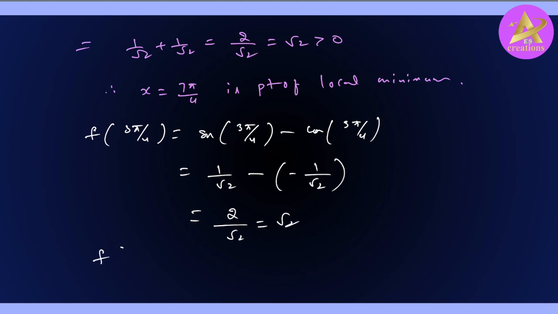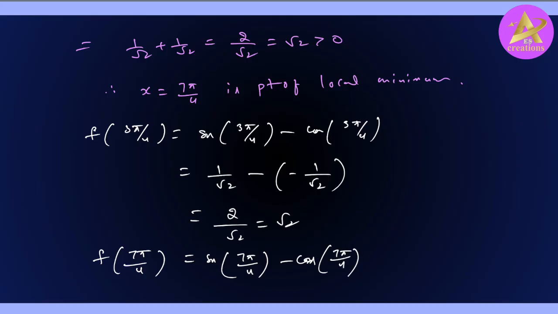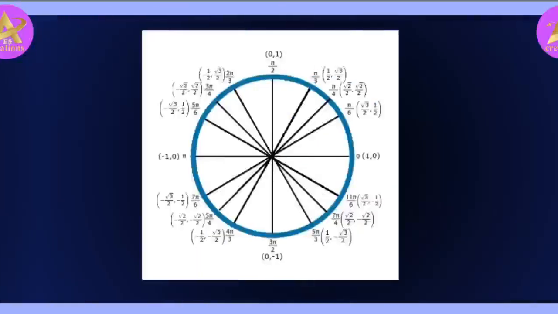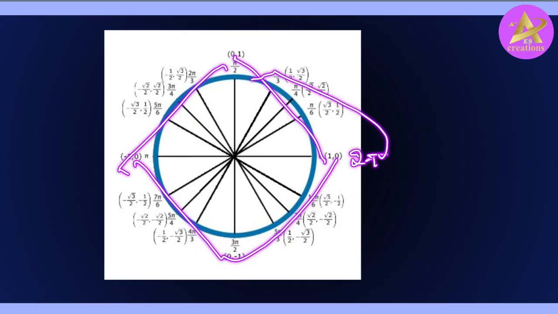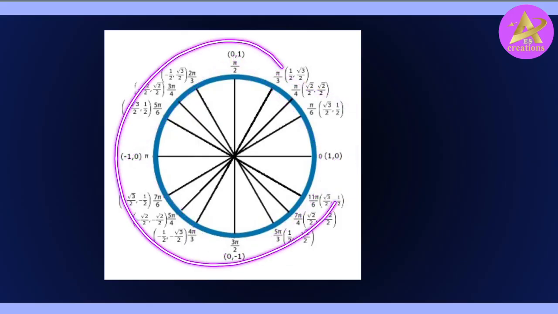Right, again similarly f of 7 pi by 4, we get sine of 7 pi by 4 minus cos of 7 pi by 4. We get here minus 1 by root 2, minus 1 by root 2. Finally we get minus root 2. These are the values, the local maxima and minimum values. I hope this is clear. You can see this one, the diagram if you want. 0 to pi by 2, pi and 3 pi by 2, again it comes to 2 pi, again goes around like this circle.